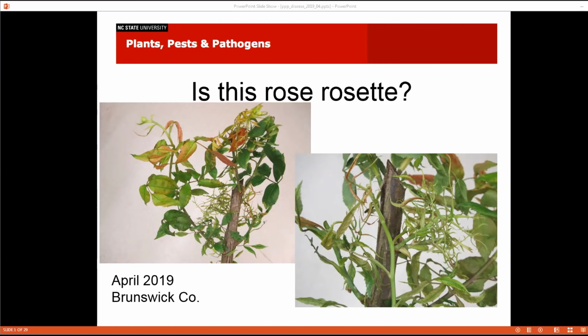Well, I happen to agree with the majority in this. I don't think this is rose rosette for some of the reasons that Gina mentioned. Most importantly, two most important things for me: the lack of that reddish color. Now there is some there, but that juvenile red color tends to be retained when you have rose rosette. But also the broom here, the leaves are not only green, but they're very, very narrow, almost like little strings or threads or ferns. And that is not typical of rose rosette. Even though you do get some leaf narrowing, this is a little bit extreme.